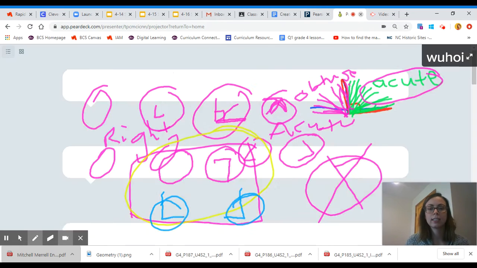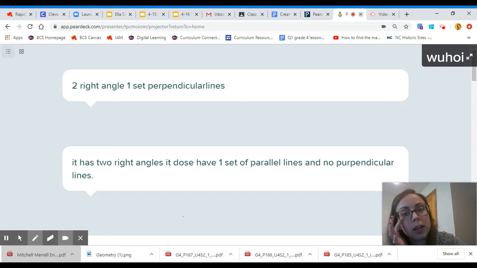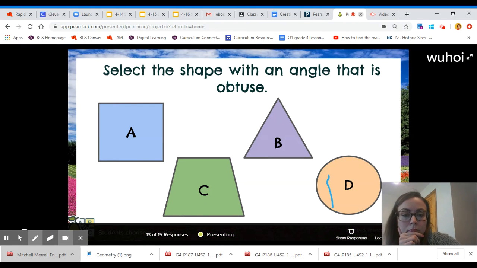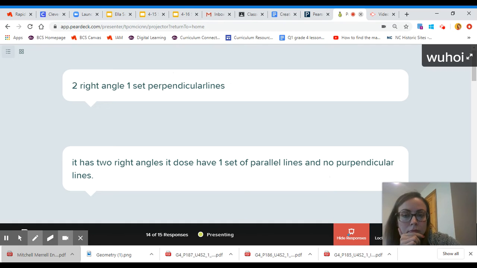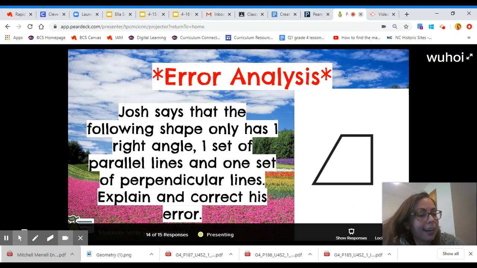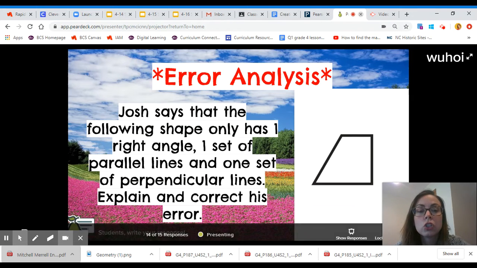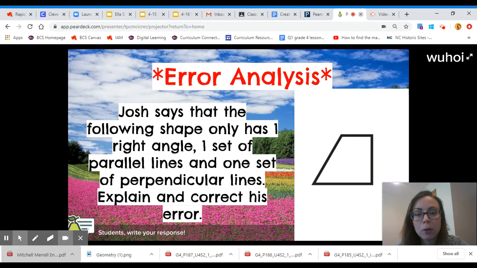All right, so let's look at the next slide. Okay, so we're looking at error analysis with this one. Josh says that the following shape only has one right angle, one set of parallel lines, and one set of perpendicular lines. Explain and correct his error.